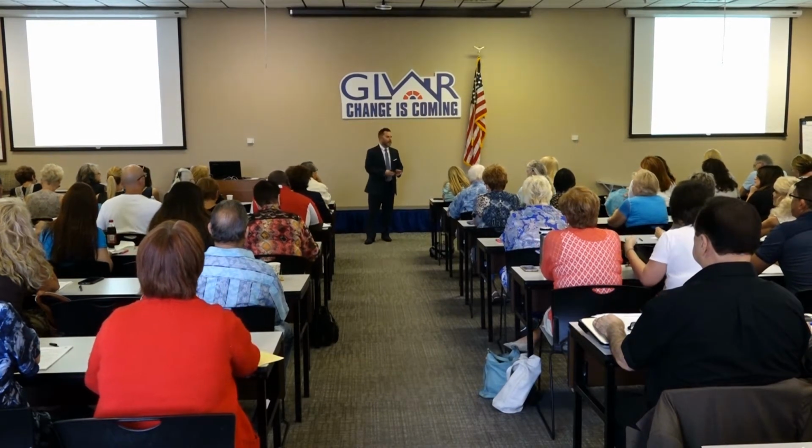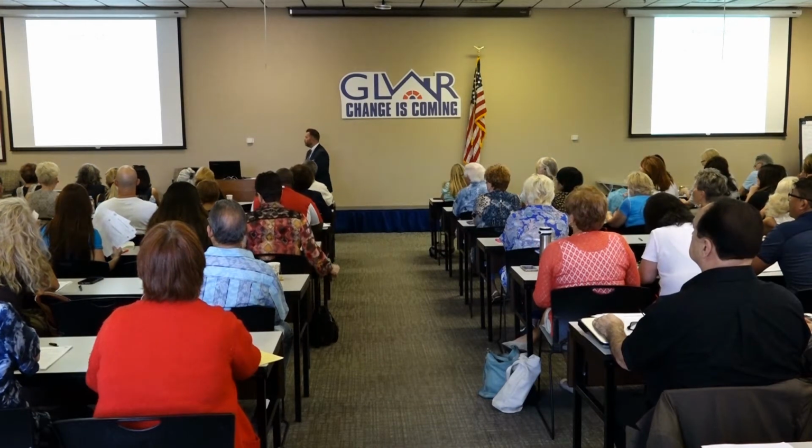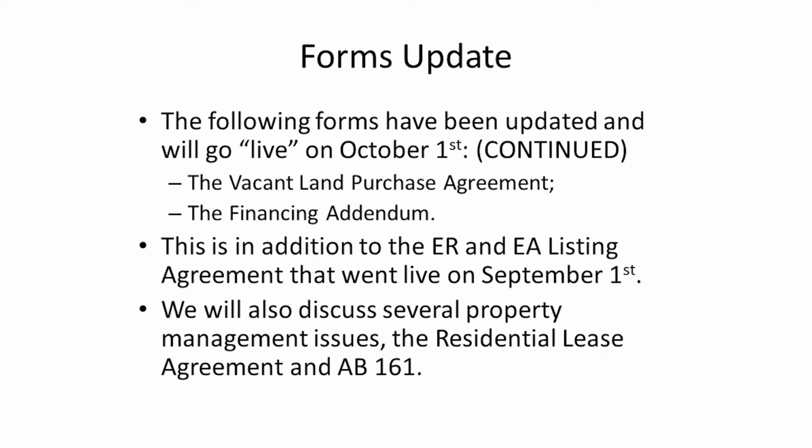Today we're going to be talking about the changes to a series of forms that will go live mostly on October 1st, with a handful of issues that have gone live on July 1st and September 1st. So these are the following forms we're going to be talking about. The Residential Purchase Agreement, the Contingent Upon Sale Addendum, which is a new document, the Seller's Multiple Counteroffer, the Request for Repairs, Pre- and Post-Occupancy Addendums, those are new documents, the Vacant Land Purchase Agreement, and the Financing Addendum.